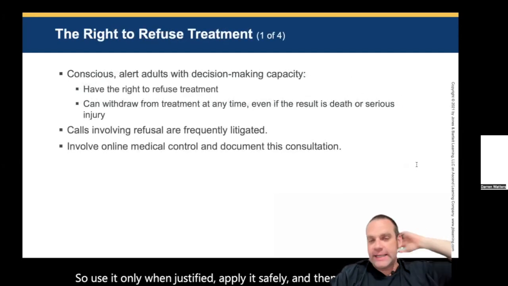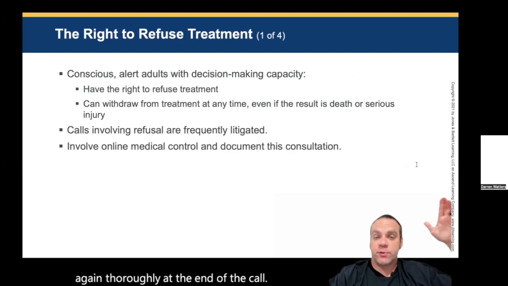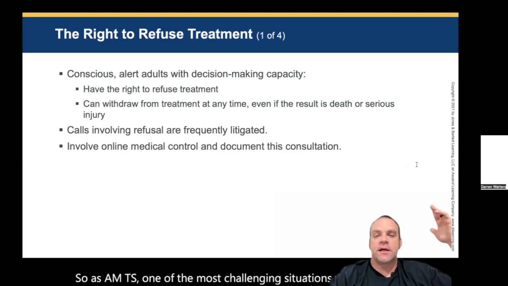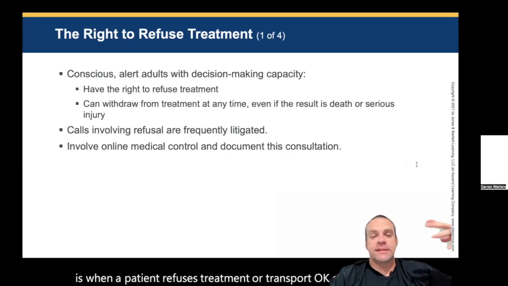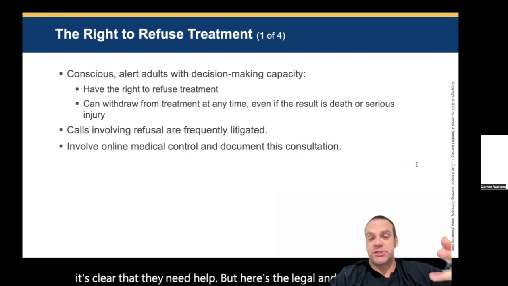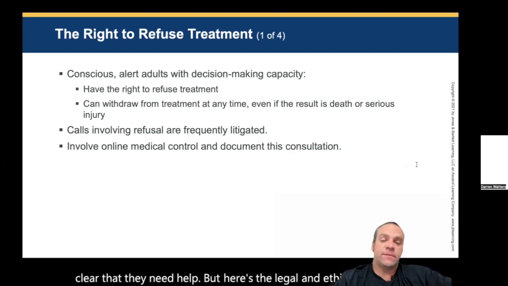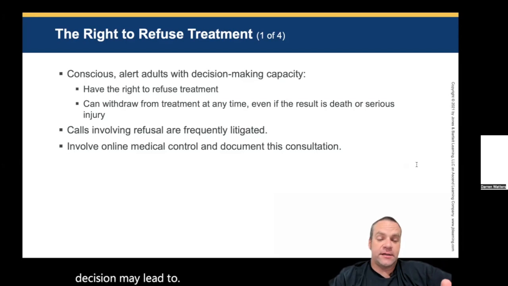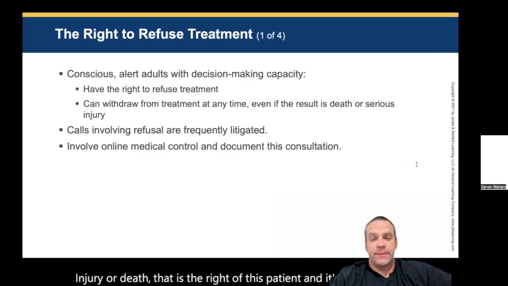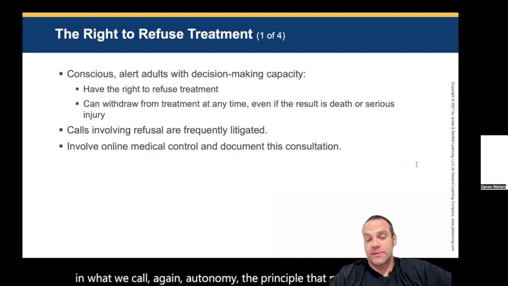As EMTs, one of the most challenging situations we may face is when a patient refuses treatment or transport, even when it's clear that they need help. But here's the legal and ethical truth: a conscious, alert adult with decision-making capacity has the right to refuse treatment at any time, even if that decision may lead to serious injury or death. That is the right of the patient, and it's grounded in what we call autonomy, the principle that people have control over their bodies and their medical decisions.